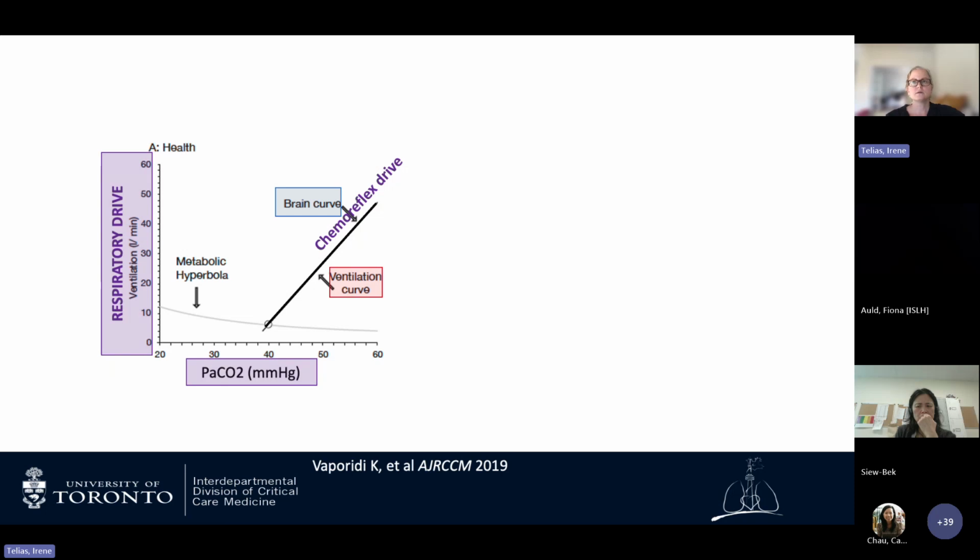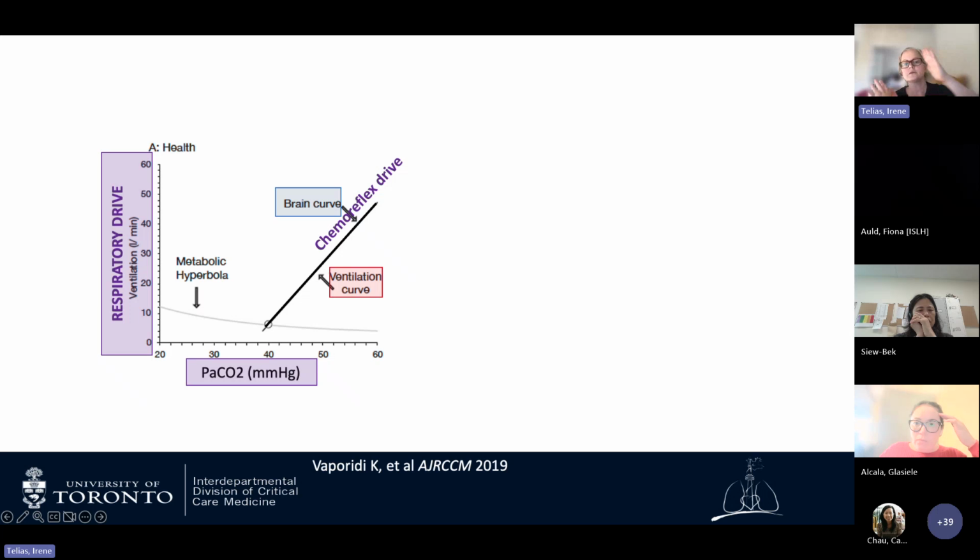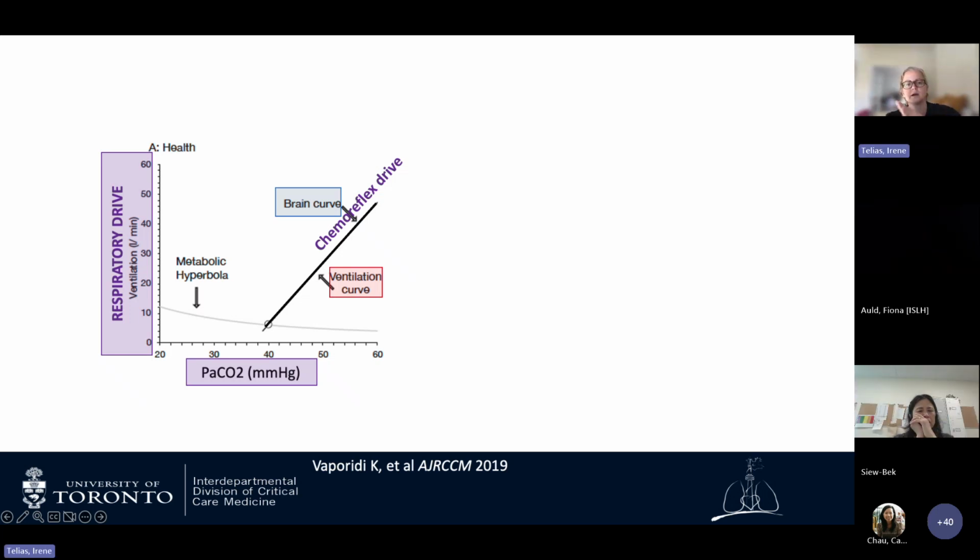When the patient is healthy and their respiratory muscles are working well, this is true for what the patient's brain wants. This is what we call the brain curve. So for a certain level of CO2, that brain wants a certain respiratory drive and minute ventilation. And what the patient's respiratory system is able to achieve, this is what we call the ventilation curve. Okay, both curves coexist and are at the same level.